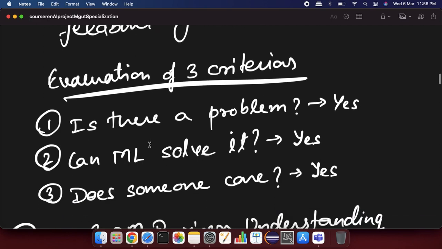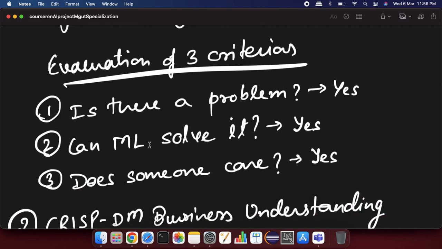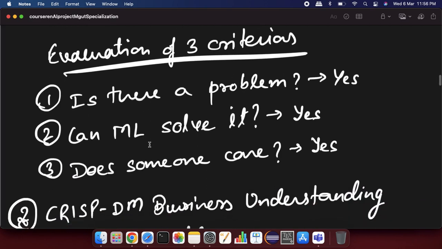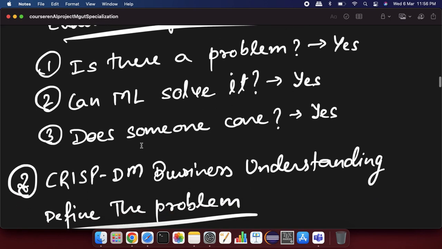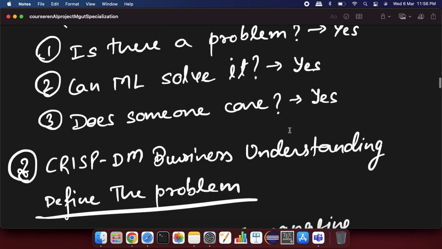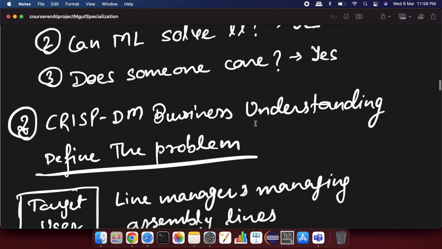Now, there are the following three evaluation criteria that we have to cover. Is there a problem? Yes, obviously, as I have described, there is a problem. Can ML solve it? Yes, ML is a potential problem solver for this problem. We can use image processing to solve it. Does someone care? Obviously, there are customers involved, and the company manufacturing the parts does care.